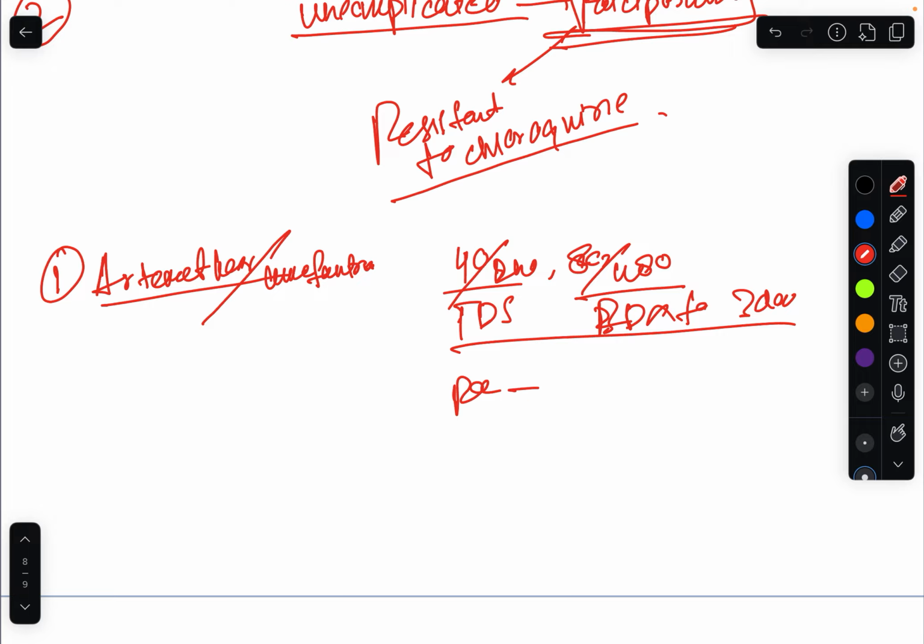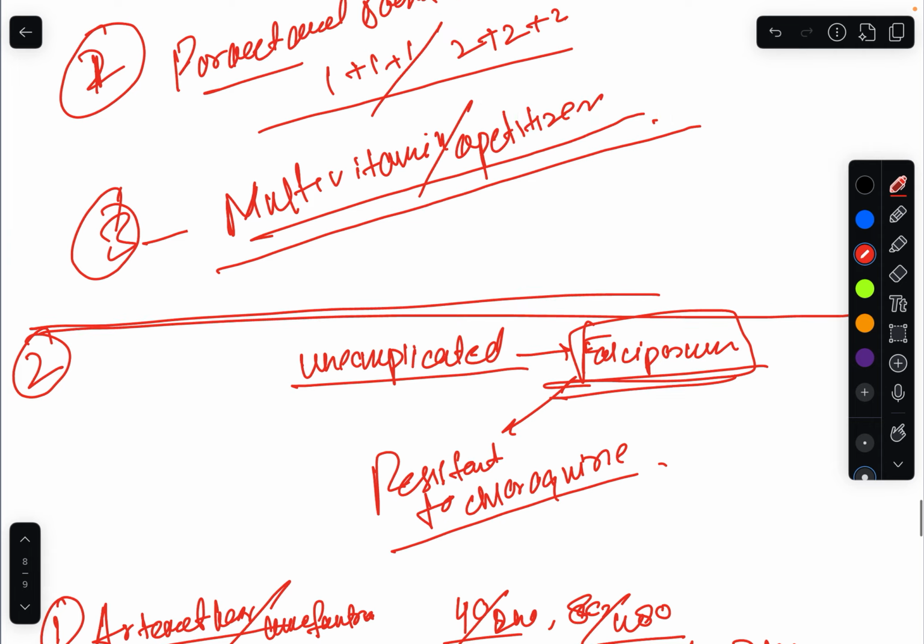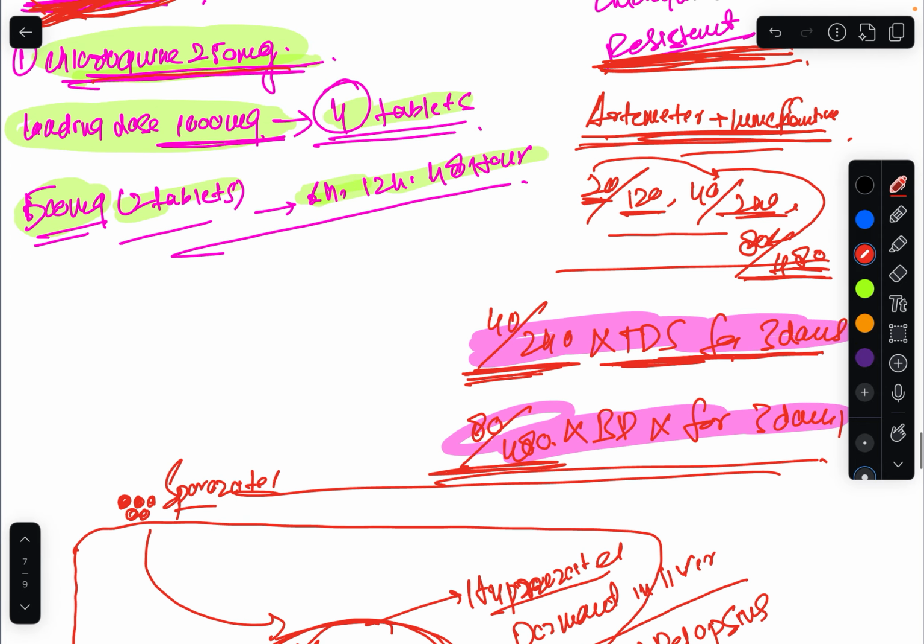Again, paracetamol for fever and multivitamin or any appetizer. So this is how we treat uncomplicated malaria.